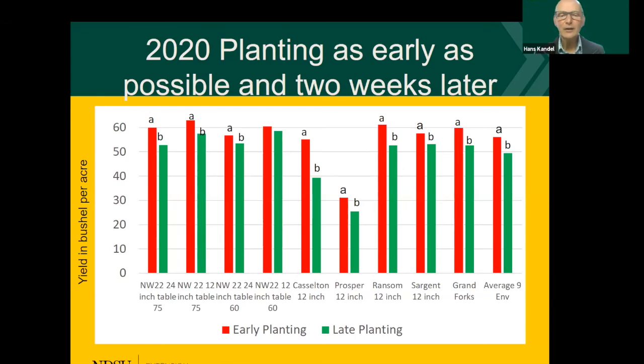In 2020, we did have an early planting date, so as soon as we could get into the field, and then we waited about 2 weeks and planted again. So each environment has 2 bars. The red bar is early planting, and the green bar is late planting. The yield is indicated in bushels per acre on the left, and on the bottom is each environment. And you can see that in most cases, early planting will outyield late planting.